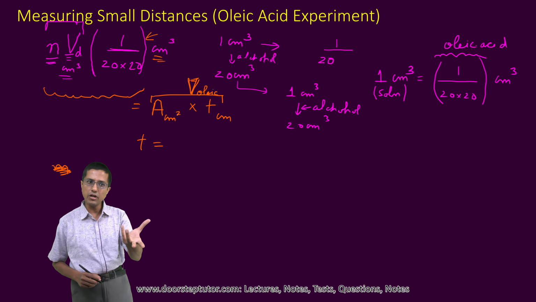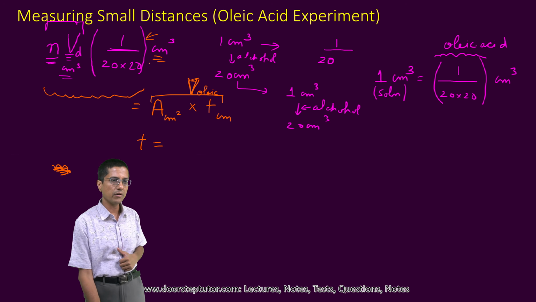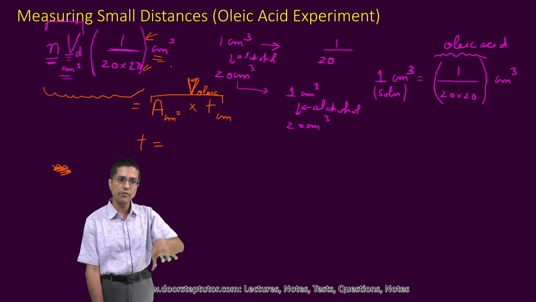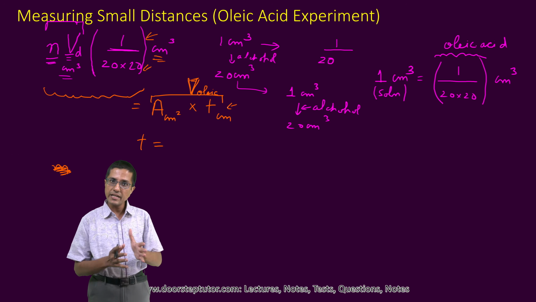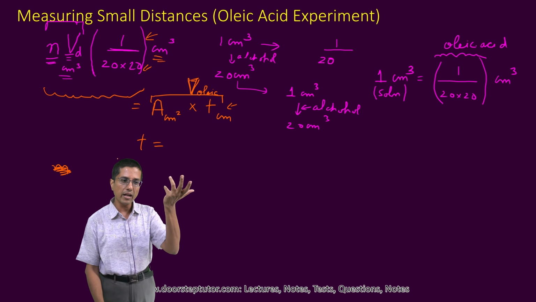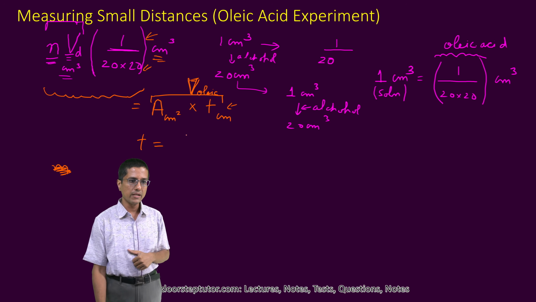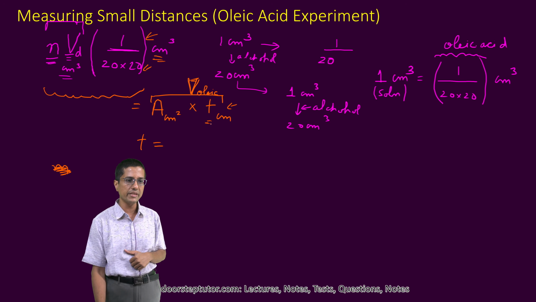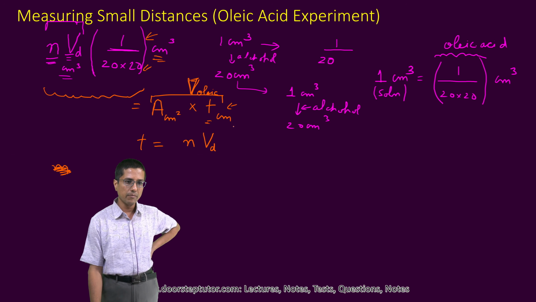So this is also the volume of oleic acid. Here also we have the volume of oleic acid. This is the volume that we have dropped, and this is the volume after the spreading has happened. Both of those two have to be equal. Alcohol is already gone. So now when we equate these two, we can come up with the T in centimeter, and that comes out to be NVD, the volume of one drop multiplied by 1 by 20 into 20.